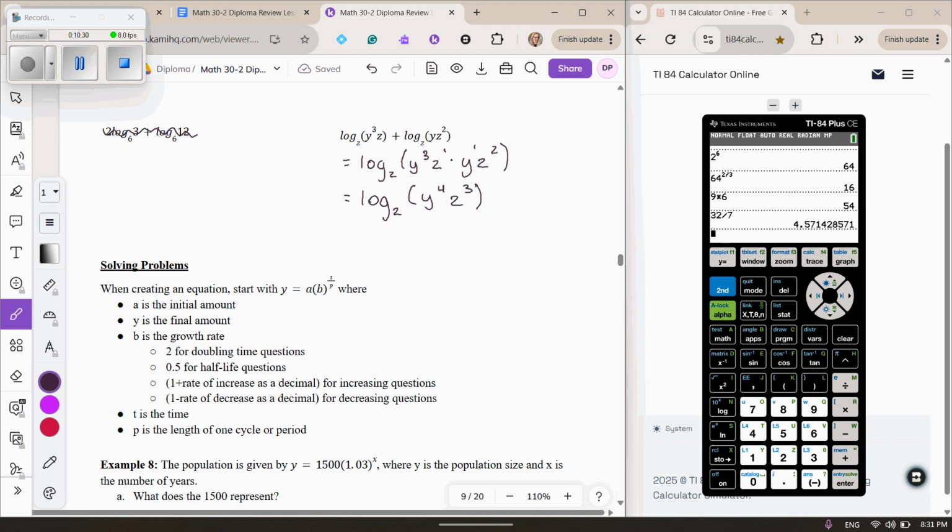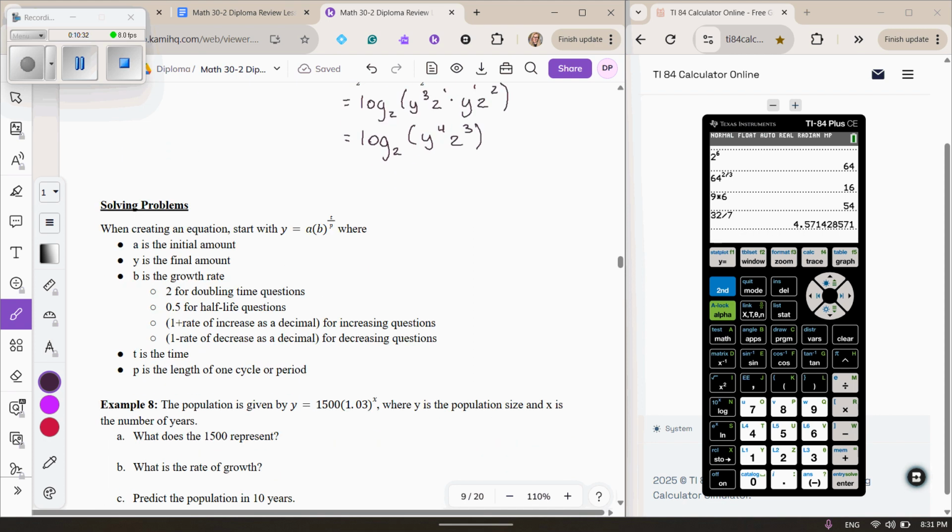All right, the next thing that we looked at when we talked about exponentials and logs was solving problems. So this is kind of tied into both of the units because a lot of the times you solve exponentials by converting it to a logarithm. So I have written here, when creating an equation, start with y equals a times b to the power of t over p. So remember the key features about this.